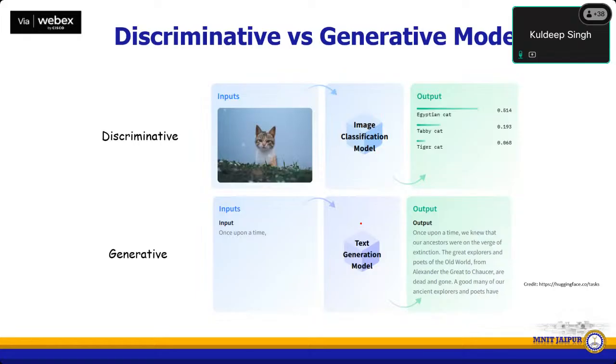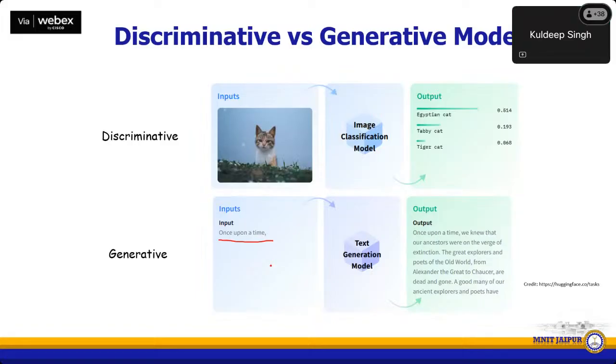However, in the case of generative models, these generative models can generate new data instances based on the learned probability distribution of the existing or the training data. In this example here, you can see a subpart of a sentence or a paragraph is given as an input, and this text generation model or any generative model can generate the complete paragraph given a subpart of that paragraph.